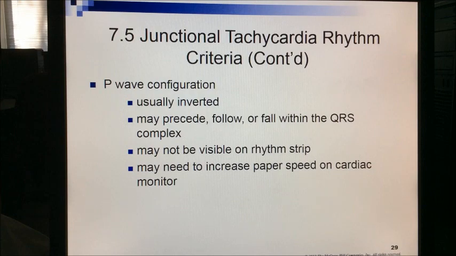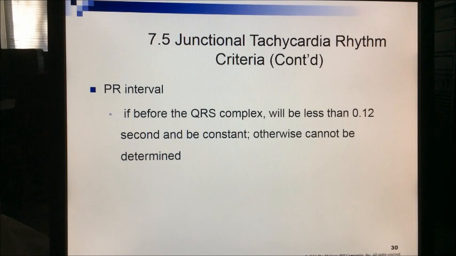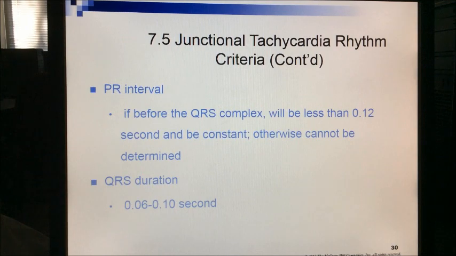You might need to increase paper speed on these patients. Remember, their heart rate's 100 to 150, so to get a nice, good, clear picture of the EKG strip, you're probably going to have to increase the paper speed. PR interval will be very short. You might not even be able to see it, if the P is hidden within that QRS complex. QRS duration, once again, the ventricles are depolarizing just like they should, so the QRS is going to look pretty normal. Nice 0.06 to 0.1 second duration.